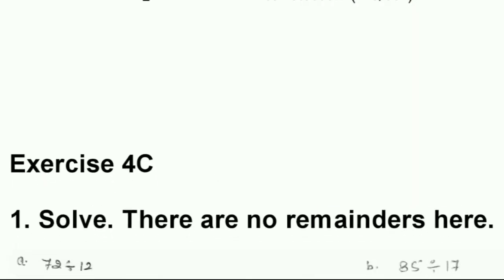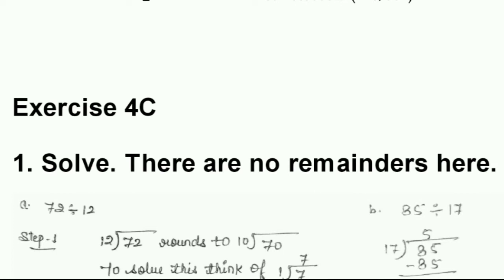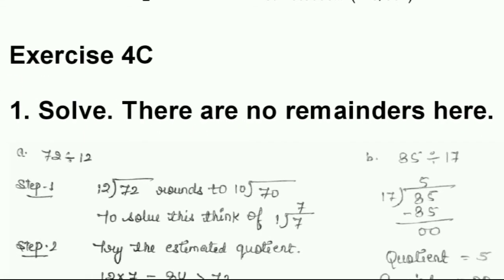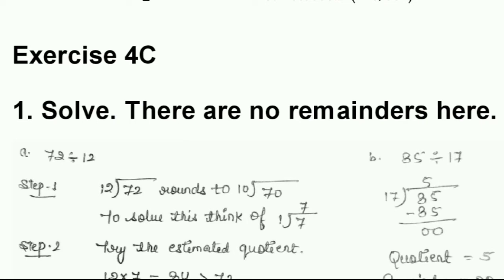Next, exercise 4C. Solve. There are no remainders here. It means the remainder is not there, so we will get zero as the answer at last. Clear?